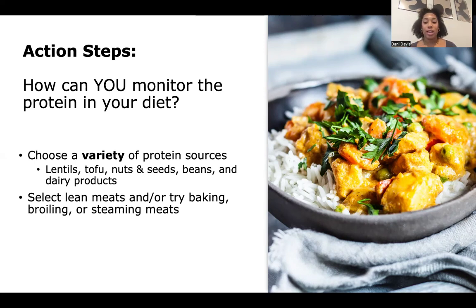So remember how I said those ultra processed foods are a little higher in fat. When you deep fry something in grease, you're increasing that fat content. So we would select lean meats, and baking, broiling, and steaming help reduce that fat content.